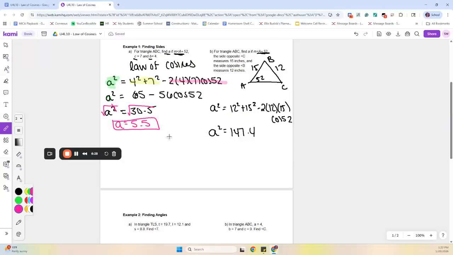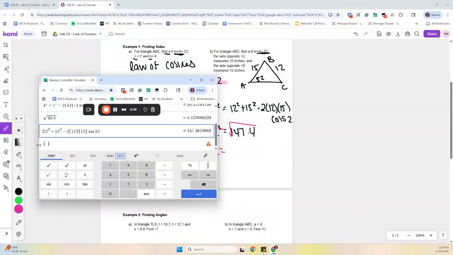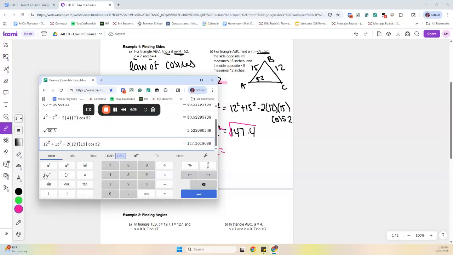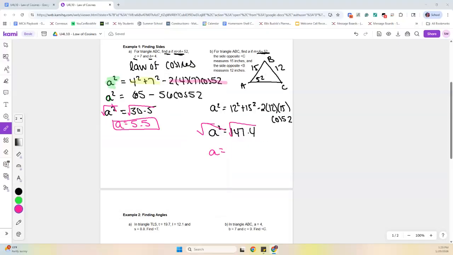Then I'm going to square root. And I'm left with A equals the square root of 147.4, and that's going to be 12.1. So 12.1 is our final answer there.